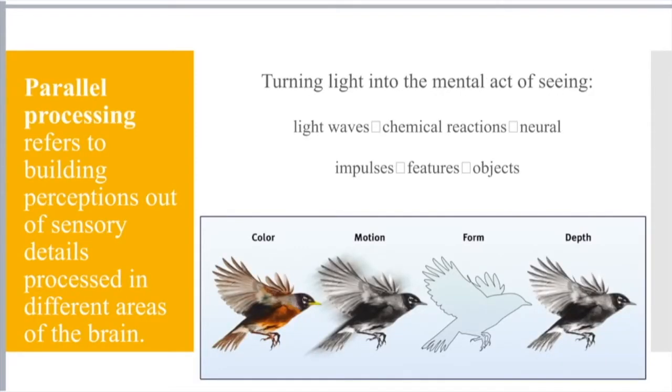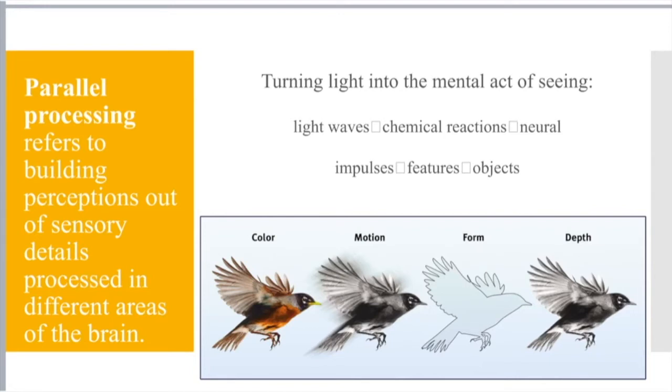So with that, we go into our understanding of parallel processing. Parallel processing really refers to building perceptions out of sensory details processed in different areas of the brain. So really this is just taking light and turning it into the mental act of seeing, right? Taking all of our perceptions about what is being input into our brain and coming together with an image. So like this example you're showing, your cones are perceiving that color.